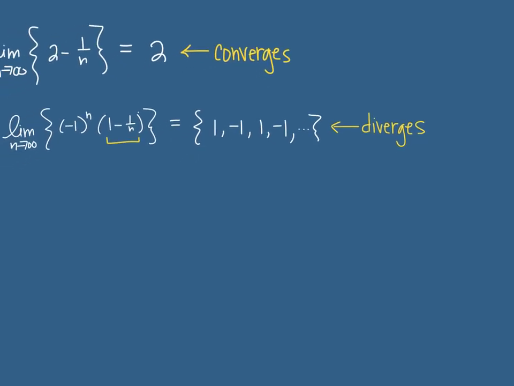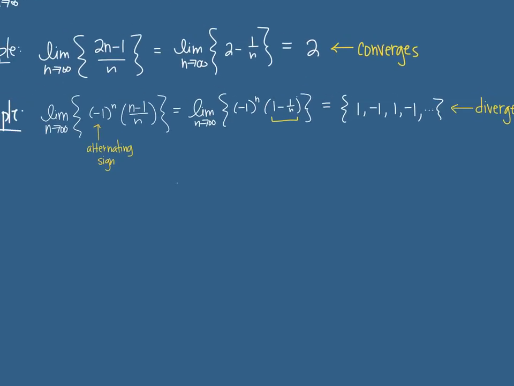Alternating sequences are always going to diverge unless that other part of the limit approaches what? What's the only number that would make it converge? 0, because then you would be at least plus or minus 0, and you would be converging on 0. But any other number in an alternating sequence is going to be divergent.